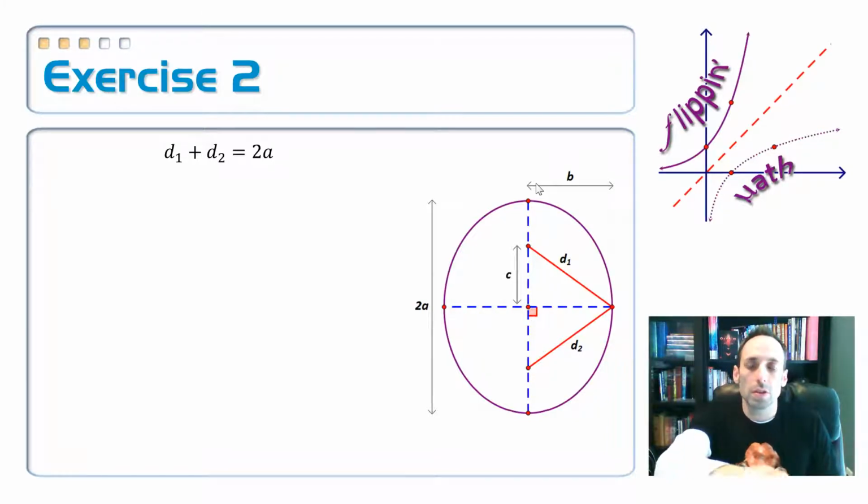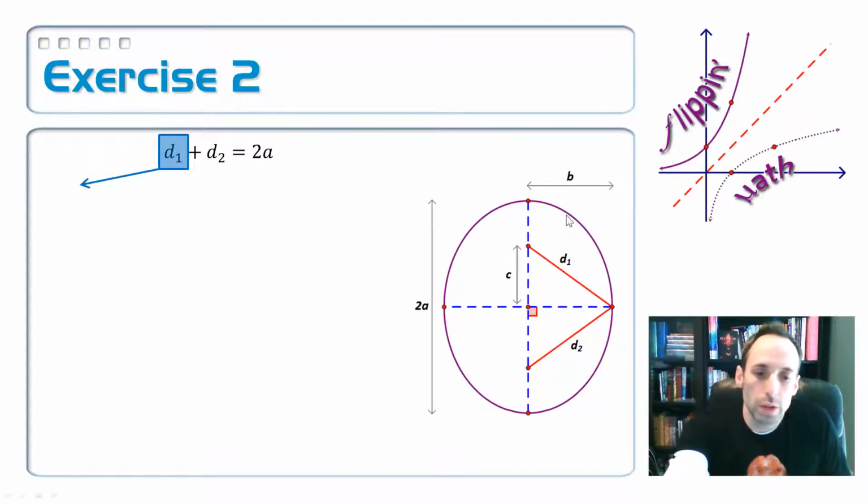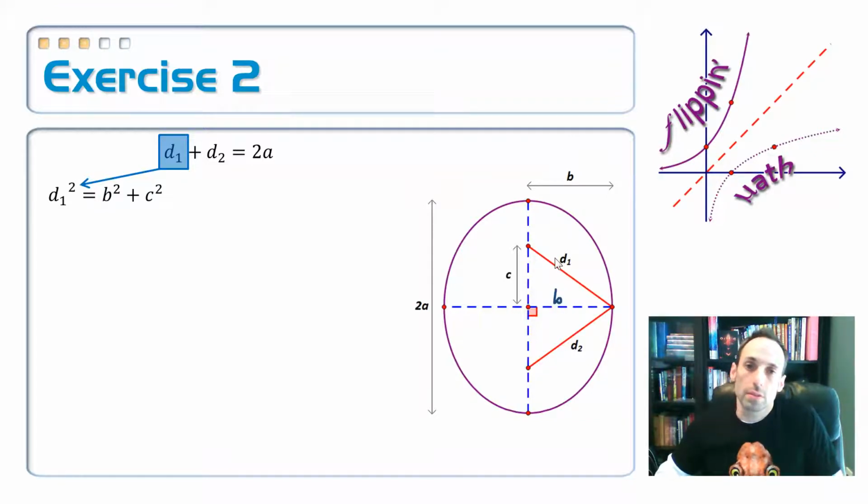Now looking at the picture, now I can use the Pythagorean theorem to find the length of d1. So d1 is going to be equal to b squared plus c squared. So this little segment down here is b, because the length of the whole minor axis is 2b. So we're just using the Pythagorean theorem on that, and then of course take the square root of both sides of this, and I can get the length of d1.